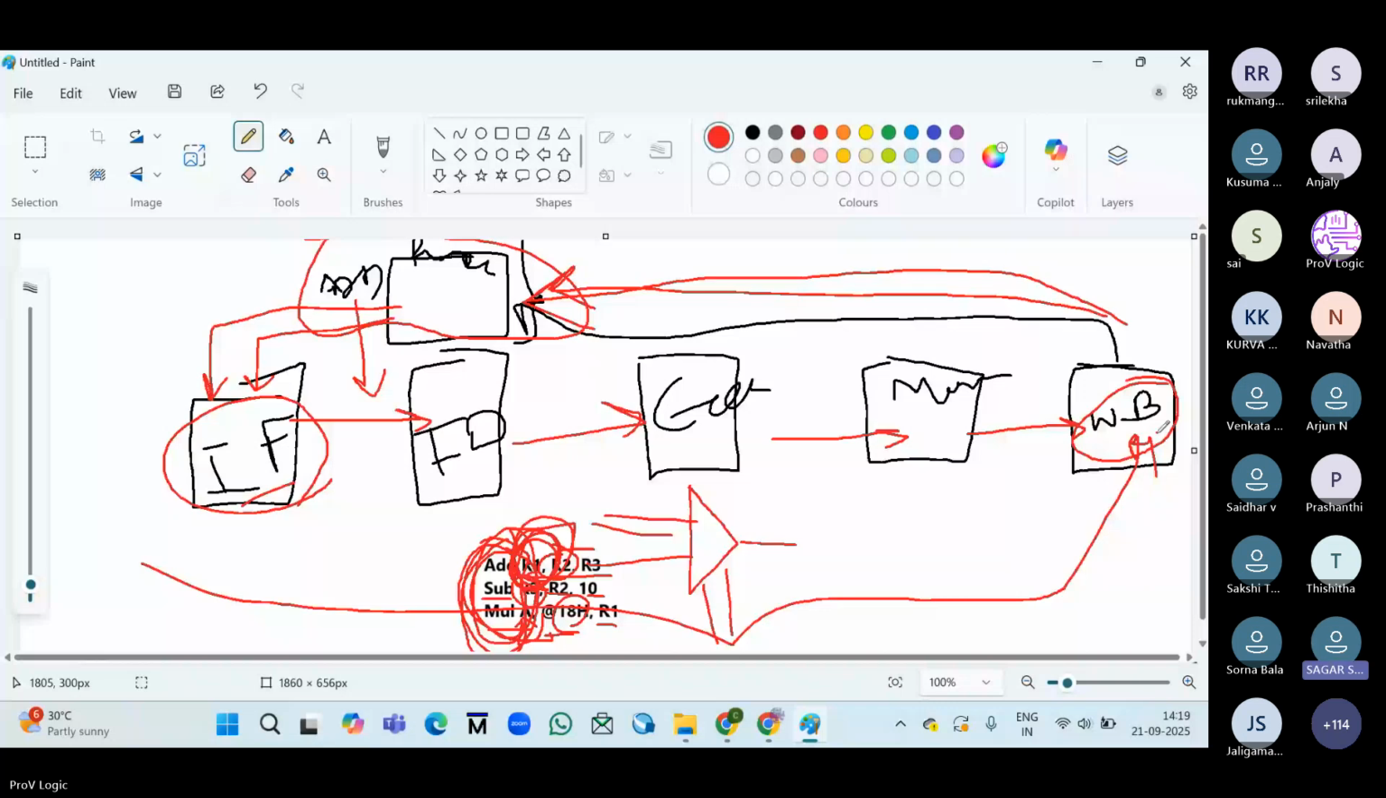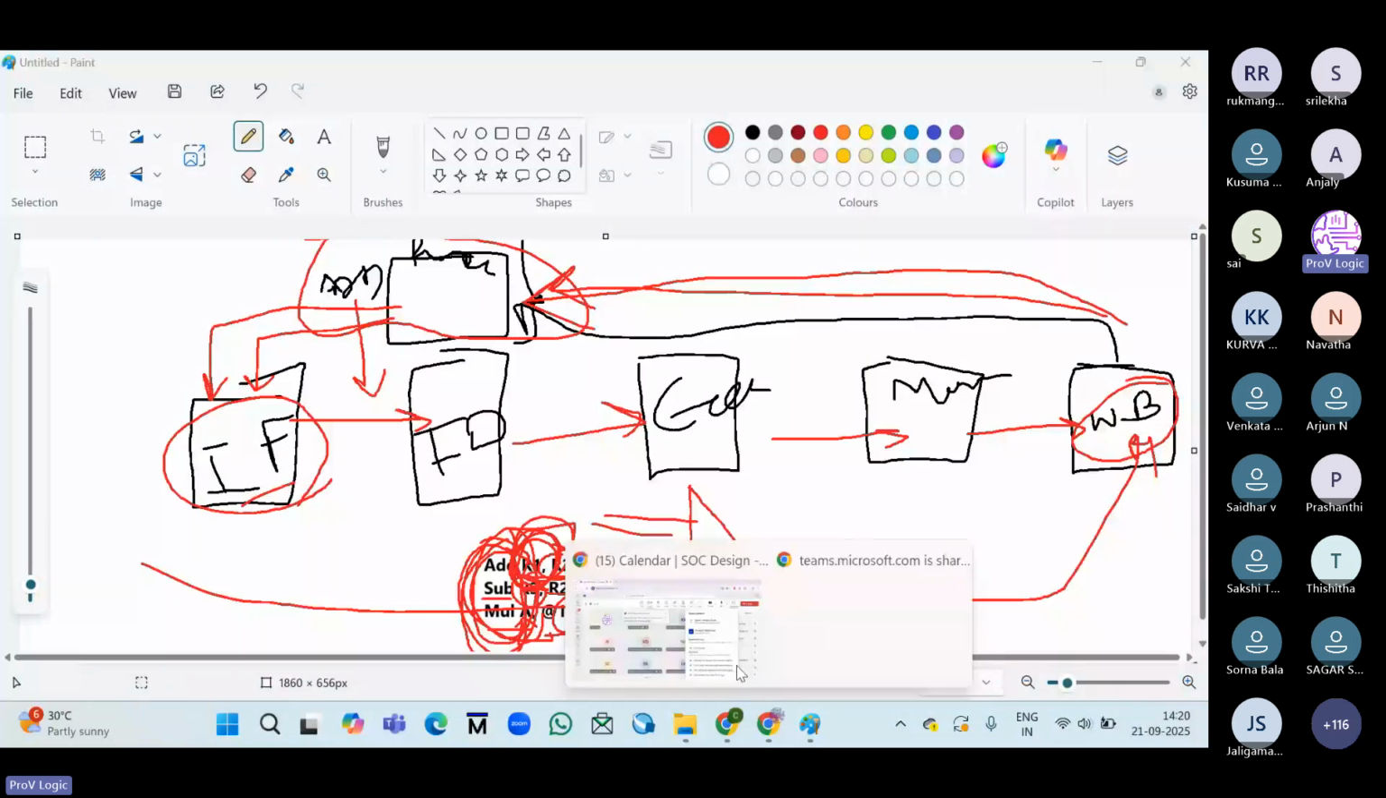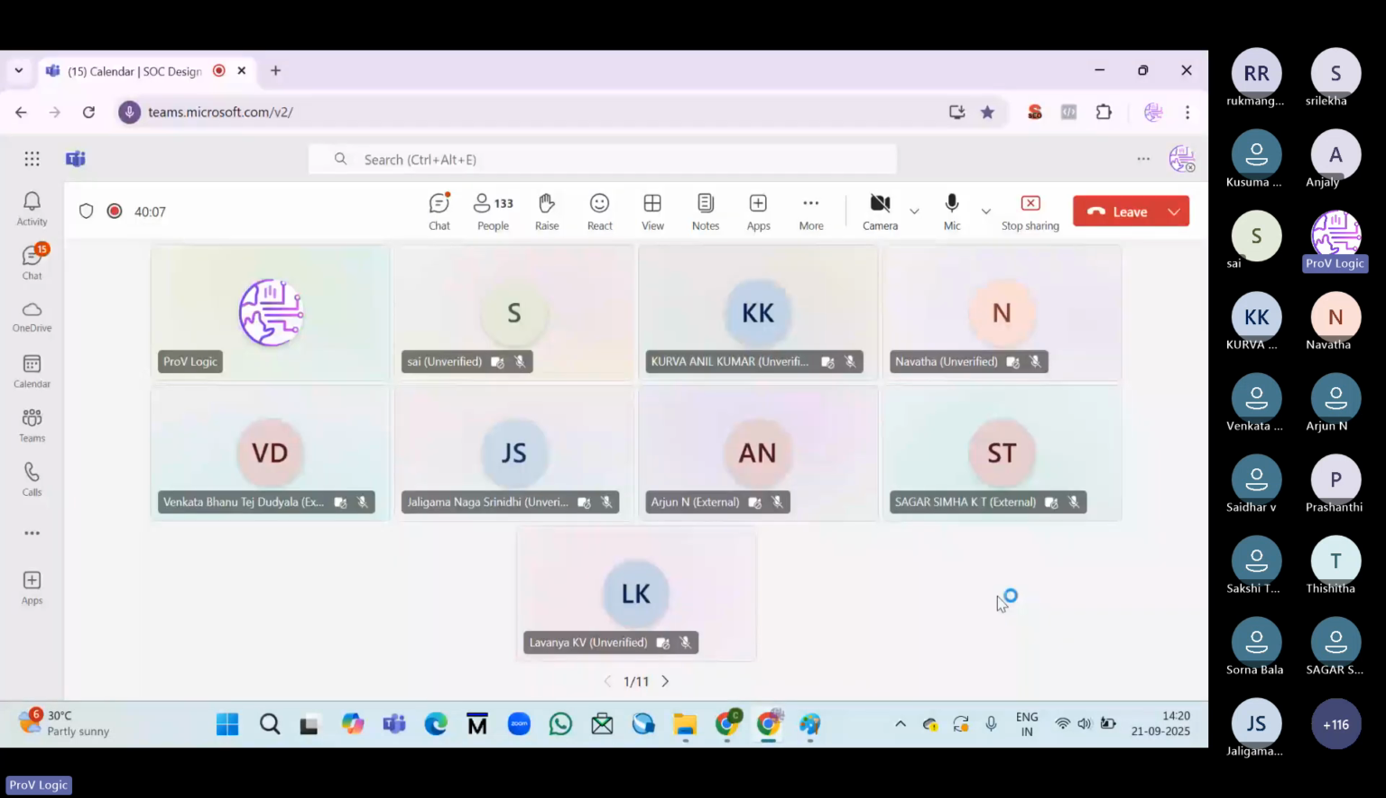What is RISC and CISC? RISC means a reduced instruction set architecture. It is not much complex. As I showed you here, just 5 stages are required to execute one instruction.